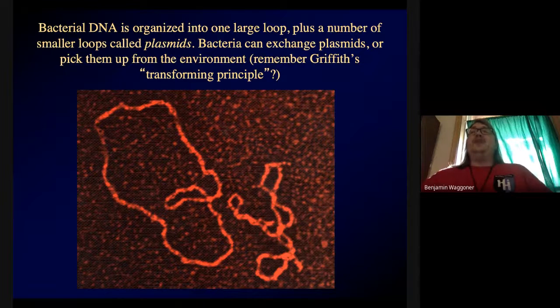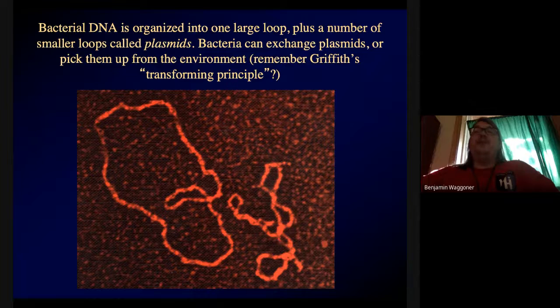And bacteria can swap plasmids like kids swapping Pokemon cards. When bacteria have what passes for sex in the prokaryotic world, they will pair up, and one will make a copy of a plasmid and pass it to the other one. Because sex at its most basic level is genetic engineering, mixing your DNA with somebody else's DNA. And so bacteria can swap plasmids. Bacteria can pick up plasmids from the environment.